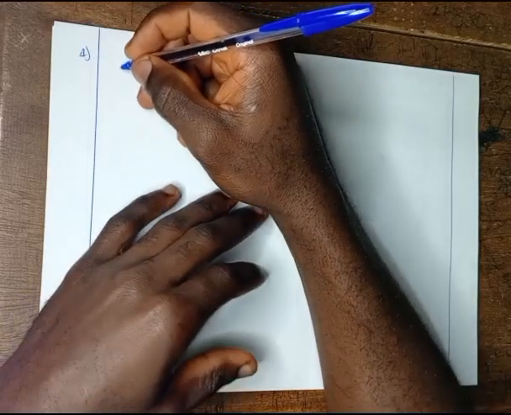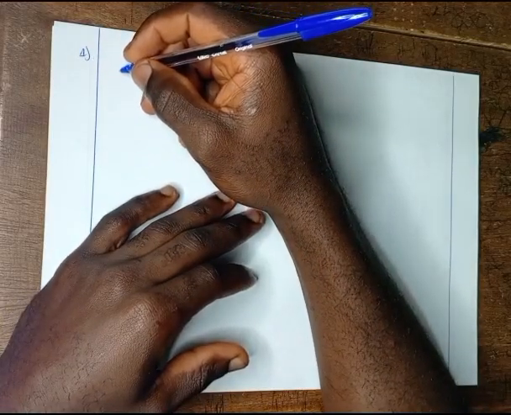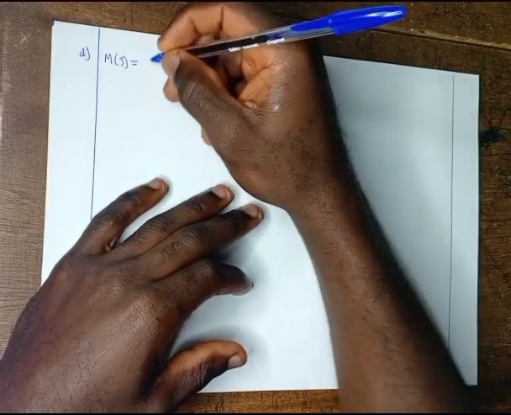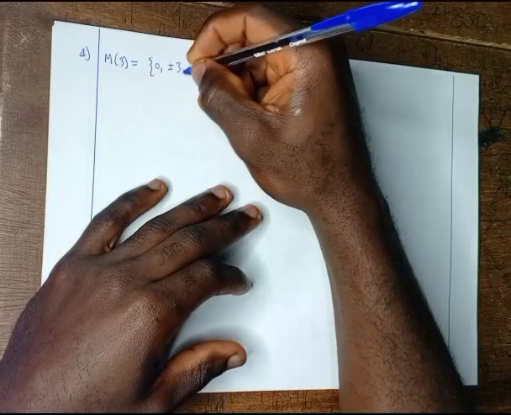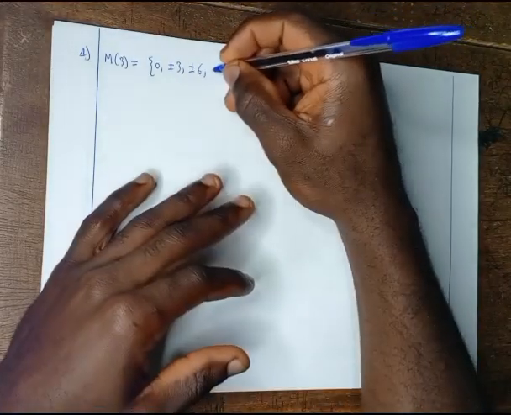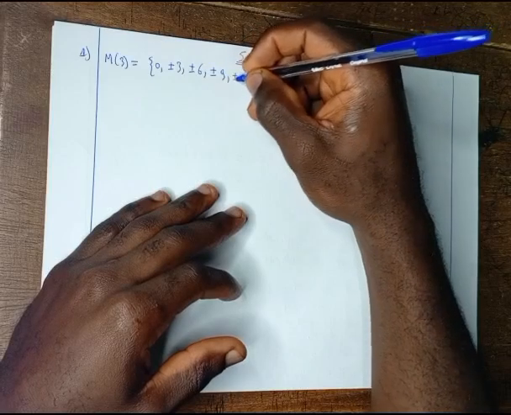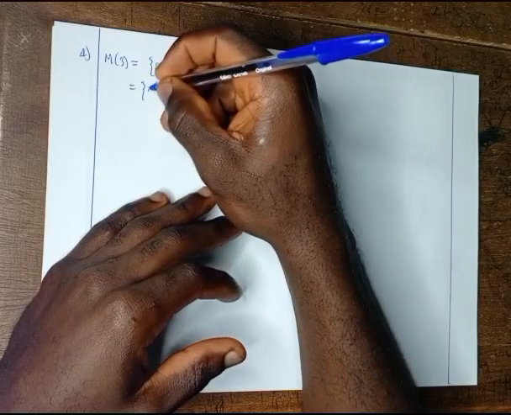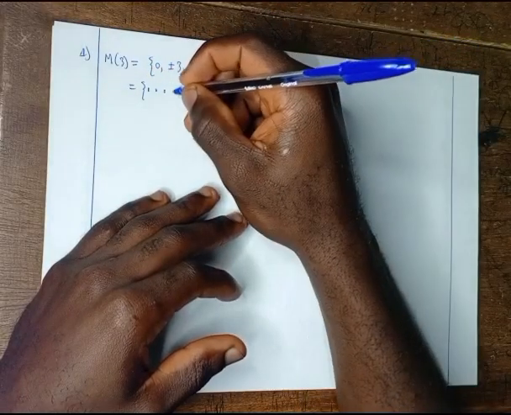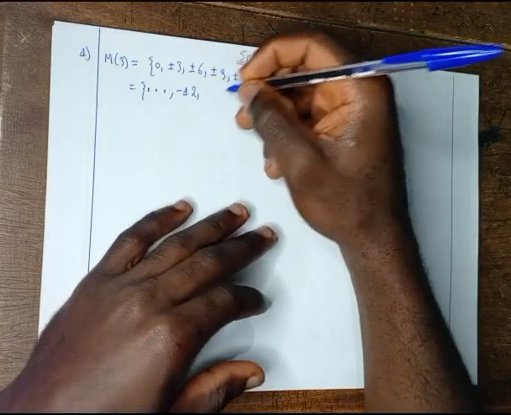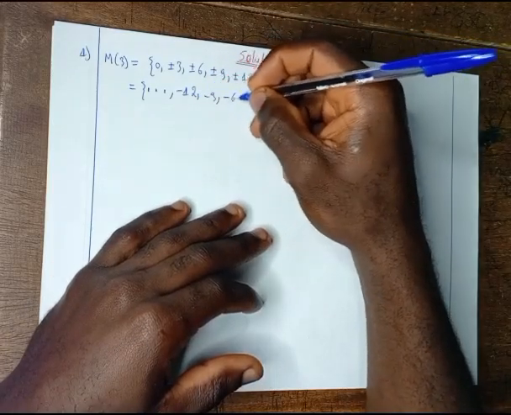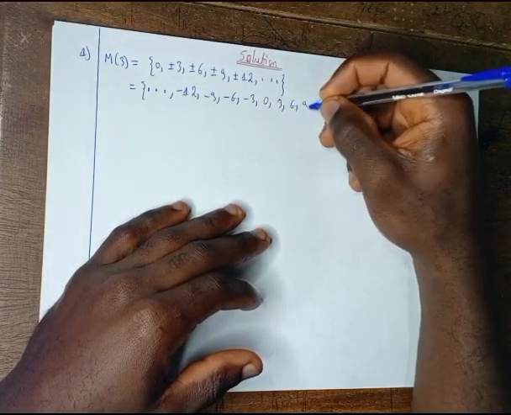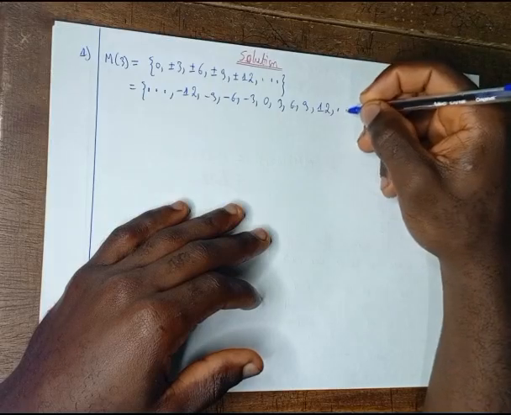Question 1, we are to write down at least 6 multiples of the following. The first one, we have multiples of 3. We have 0, plus or minus 3, plus or minus 6, plus or minus 9, plus or minus 12. We know it is an infinite set. So it is endless to the left hand side: negative 12, negative 9, negative 6, negative 3, 0, 3, 6, 9, 12, and 3 dots.